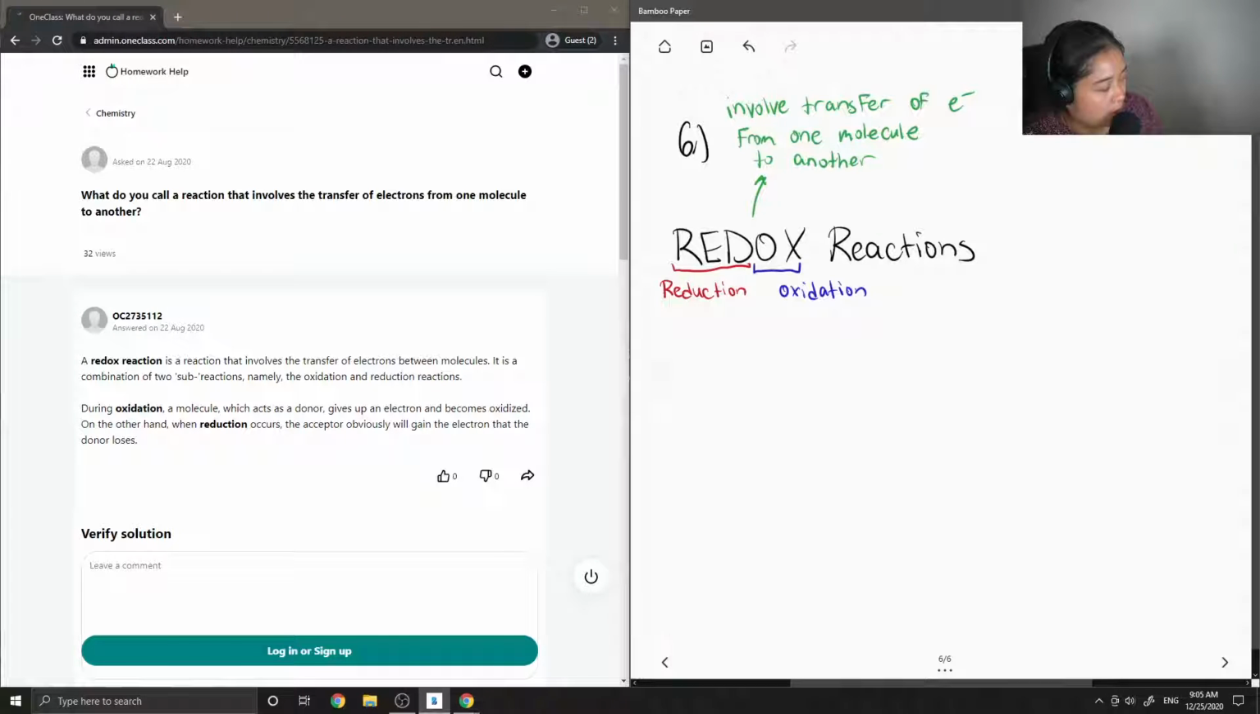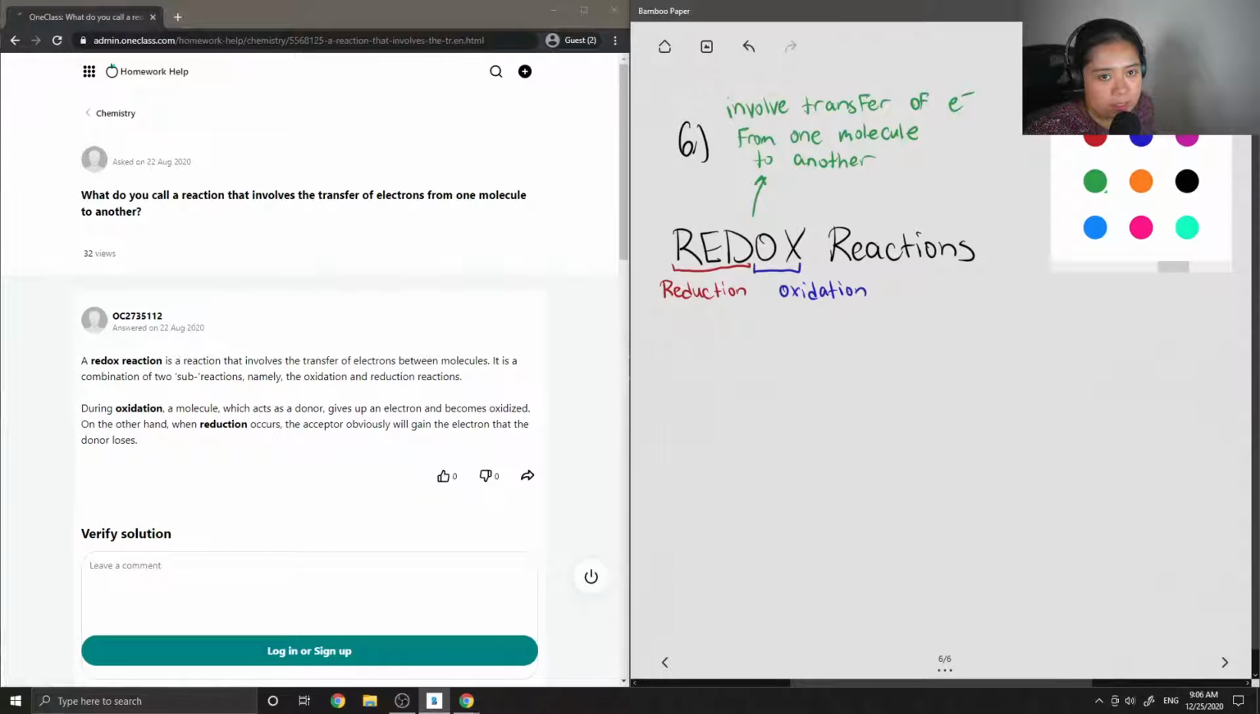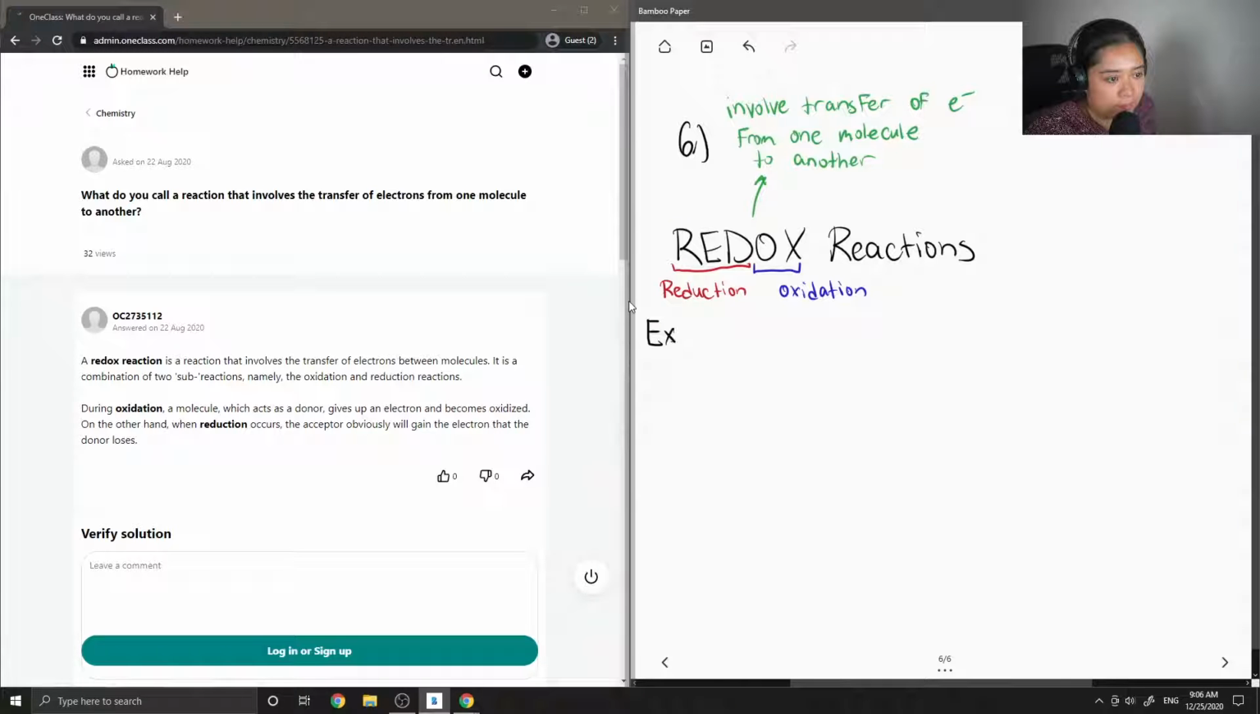Okay, so let's have an example of how we would balance a reduction and oxidation reaction to get a net redox reaction. Okay, so for example, we had xenon trioxide plus negatively charged iodine forms xenon plus iodide.